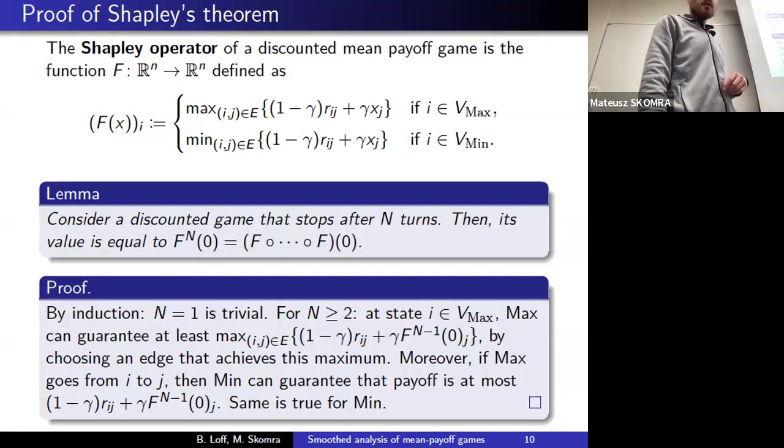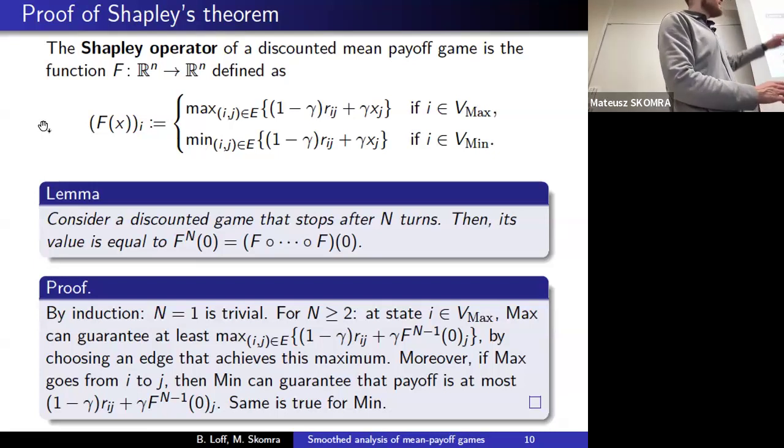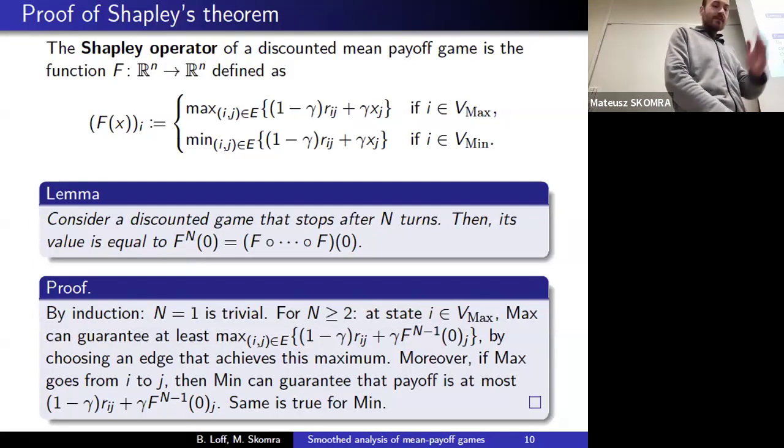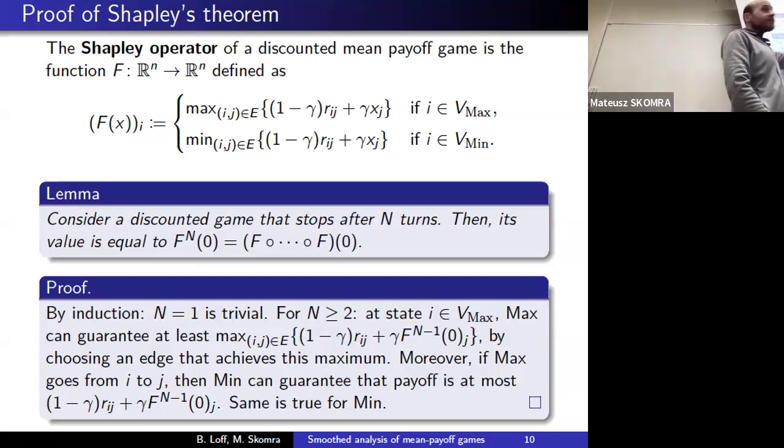Okay. So now if you do this naively, among all of your edges, you go to an edge that gives you the maximum of this quantity, and the same goes for Min, right? So this gives us this dilemma. Consider now a discounted game as previously, but it stops after n turns, and your payoff is what you get in these first n turns. Then its value is exactly f^n of zero.